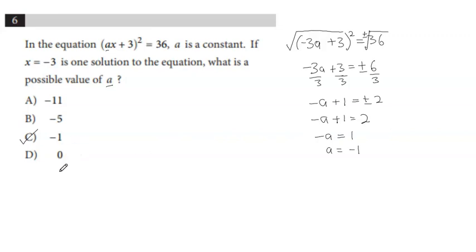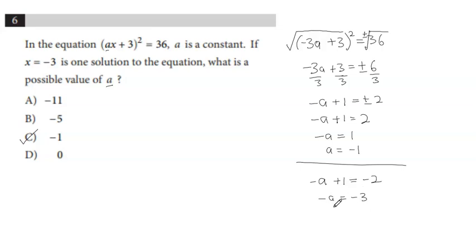Assuming we did not get the answer after solving for the first equation, we can go ahead and try the second equation, right? Which says minus a plus 1 equals minus 2, right? And then minus a is going to be equal to minus 3. So just subtract 1 from both sides of the equation. So the minus 2 becomes minus 3.